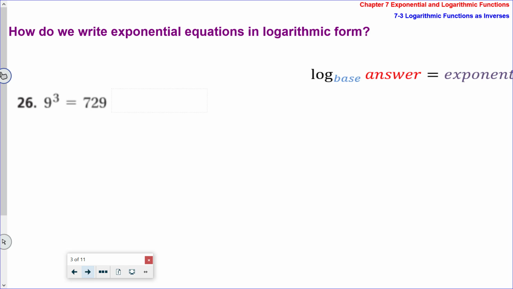So again, the form for logarithms is you have your log, the base is your subscript, the answer is going to equal the exponent. A log always equals an exponent. So for number 26, this is an exponential function. How can we rewrite this in logarithmic form? How can we take this exponential function and rewrite it so that it looks like this? Log base answer equals exponent.